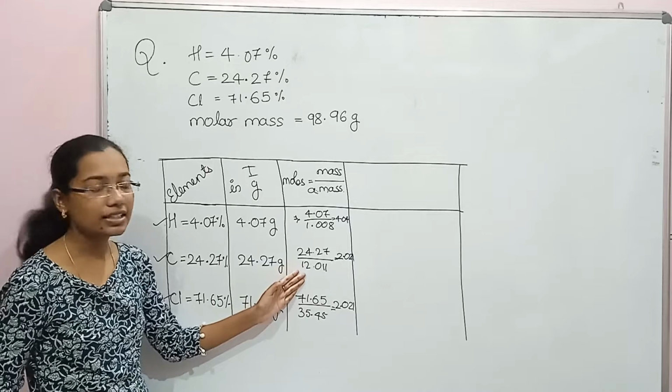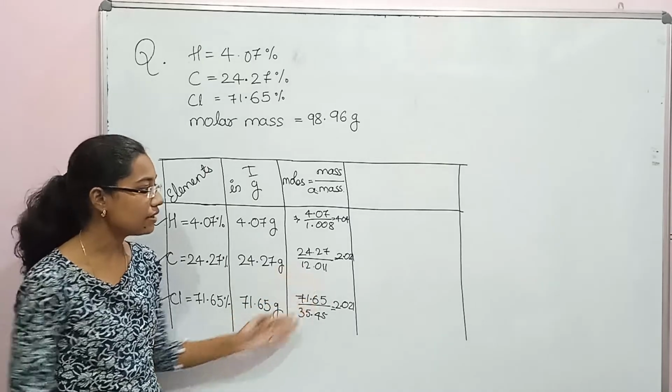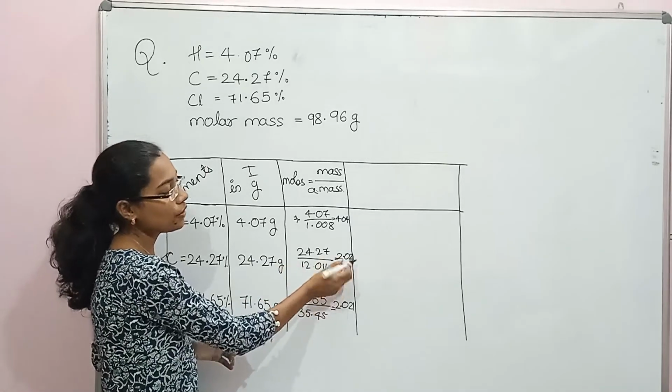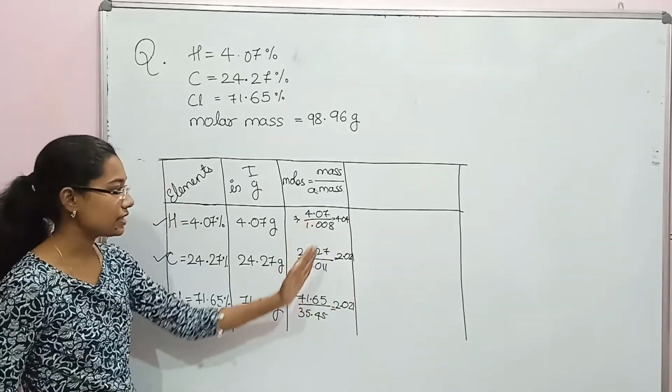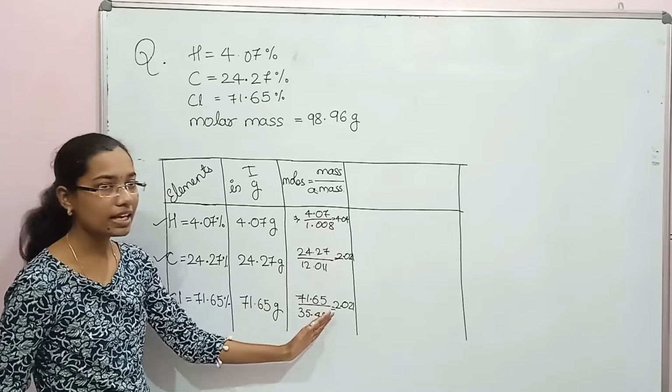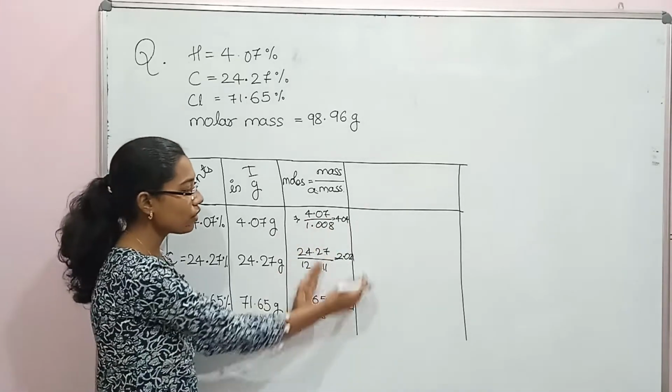We know that the atomic mass of carbon is 12. By that we'll get 2.021. These are the number of moles of each element: hydrogen, carbon and chlorine. Now we got the moles.